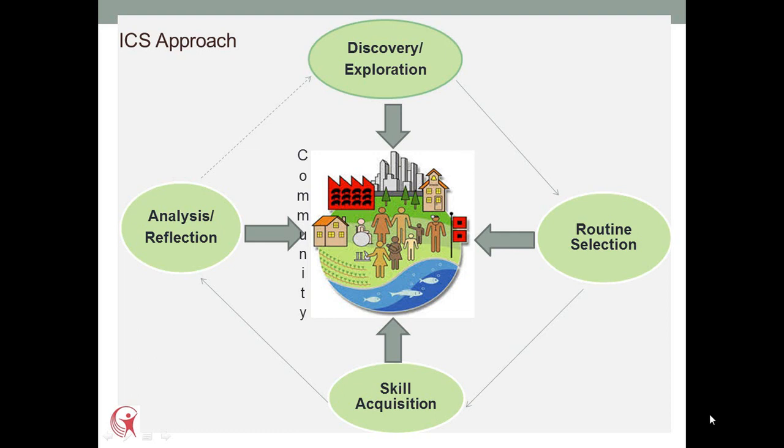This graphic gives you a good overview of integrated community supports, and that at every step of the way, we are looking at how we can assist that person to be a part of their community. From the very beginning, the planning stage, discovering and exploring one's community, to choosing a routine and actually acquiring skills along the path to becoming more independent to the best of that person's ability within that routine. That's the doing. And then analyzing and reflecting how it's going, trying to include the individual if they're capable of that, or perhaps it's the staff analyzing and reflecting.